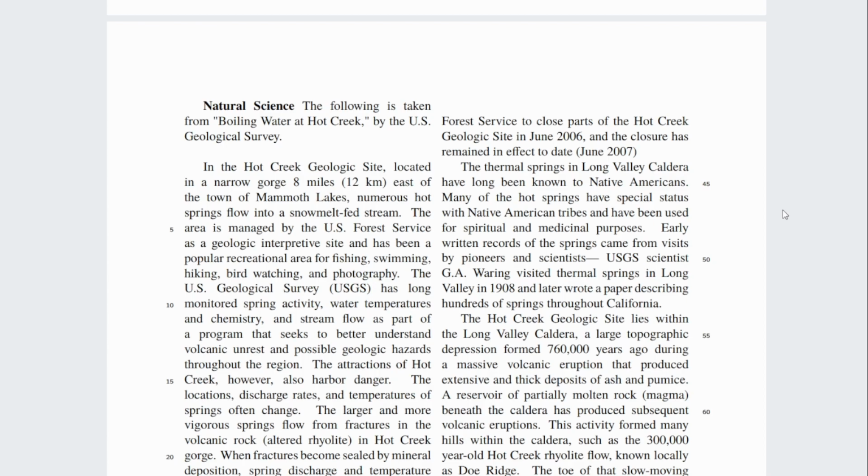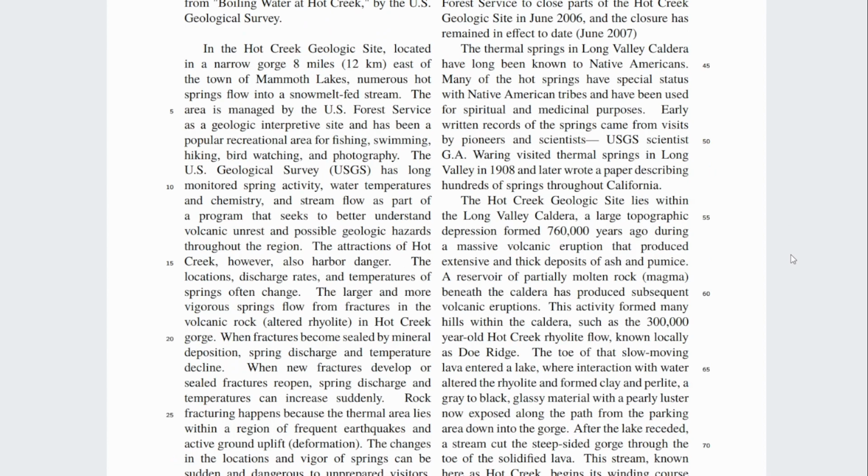Passage 2 is about natural science, which is taken from the article Boiling Water at Hot Creek by the U.S. Geologic Survey. In the Hot Creek geologic site, located in a narrow gorge 8 miles or 12 kilometers east of the town of Mammoth Lakes, numerous hot springs flow into a snowmelt-fed stream. The area is managed by the U.S. Forest Service as a geologic interpretive site and has been a popular recreational area for fishing, swimming, hiking, birdwatching, and photography.